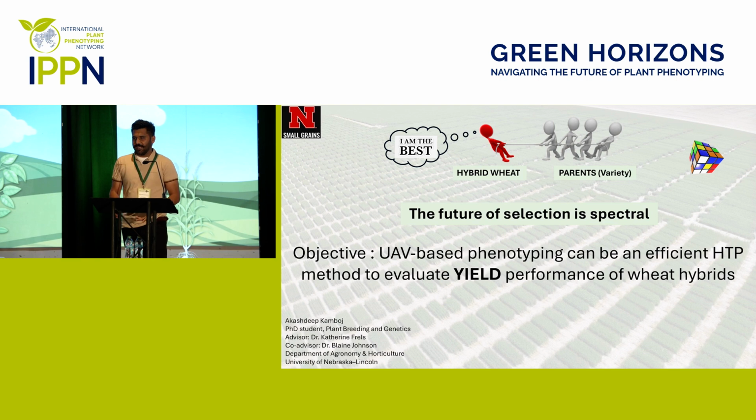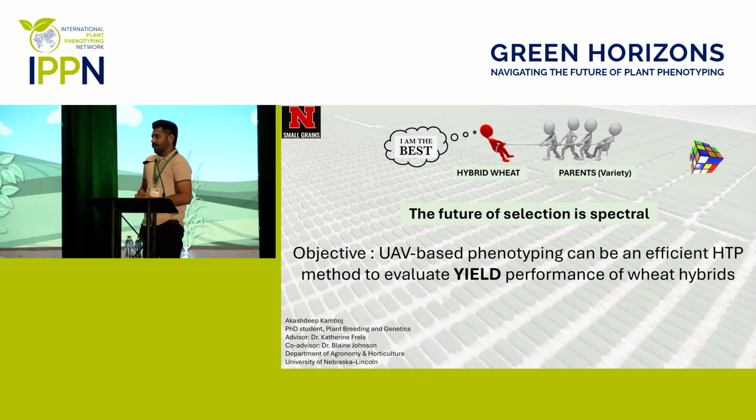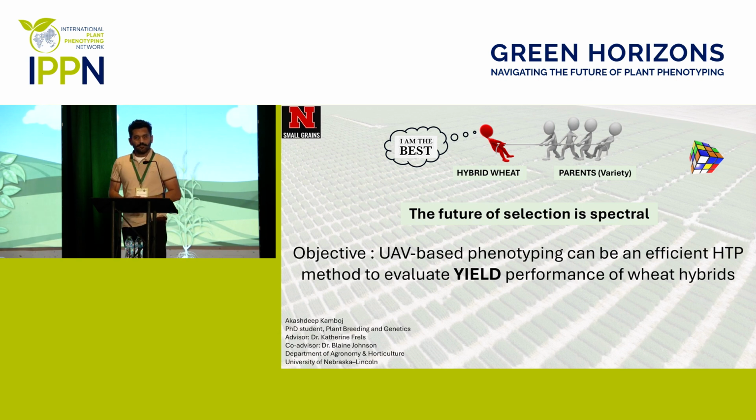So the future of selection is spectral. I think not the future, the present of selection in breeding programs is spectral. Now, in breeding programs, UAV phenotyping is used a lot to predict the hybrid performance or to evaluate your further selections. In this project, I'm using UAV-based phenotyping as an effective method to evaluate the performance of hybrids, because we are using chemical hybridizing agent to produce the hybrids. If we have hundreds of hybrids, it's difficult to evaluate their performance using the naked eye. That's why we are using UAV-based phenotyping.